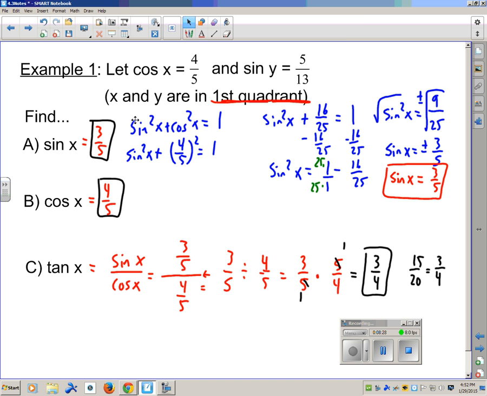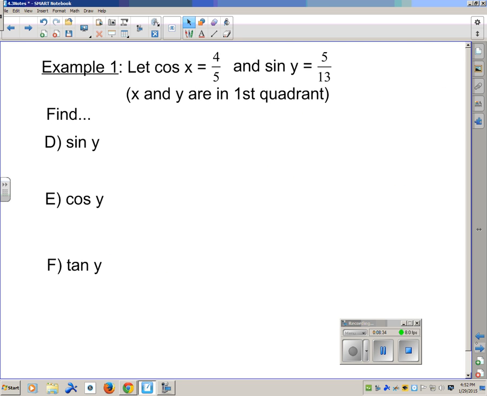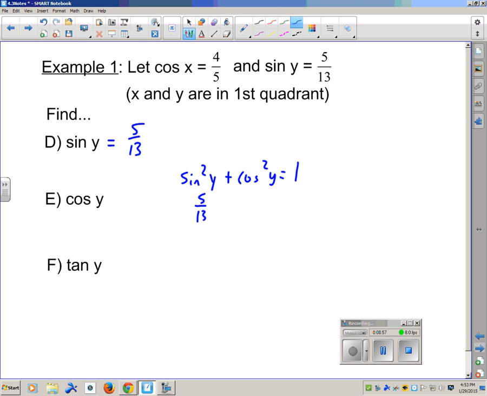All right, we haven't done anything with the y's, so let's look at the y's next. So on this one here, we've got the sine of y. Well, we were given the sine of y in the problem up there. It says it's 5/13. For the cosine of y, we're going to use that same formula that we used yesterday: sine squared y plus cosine squared y equals 1. My sine there is 5/13. We're going to square that. We're looking for cosine this time. So 5/13, when I square that, I get 25 over 169.